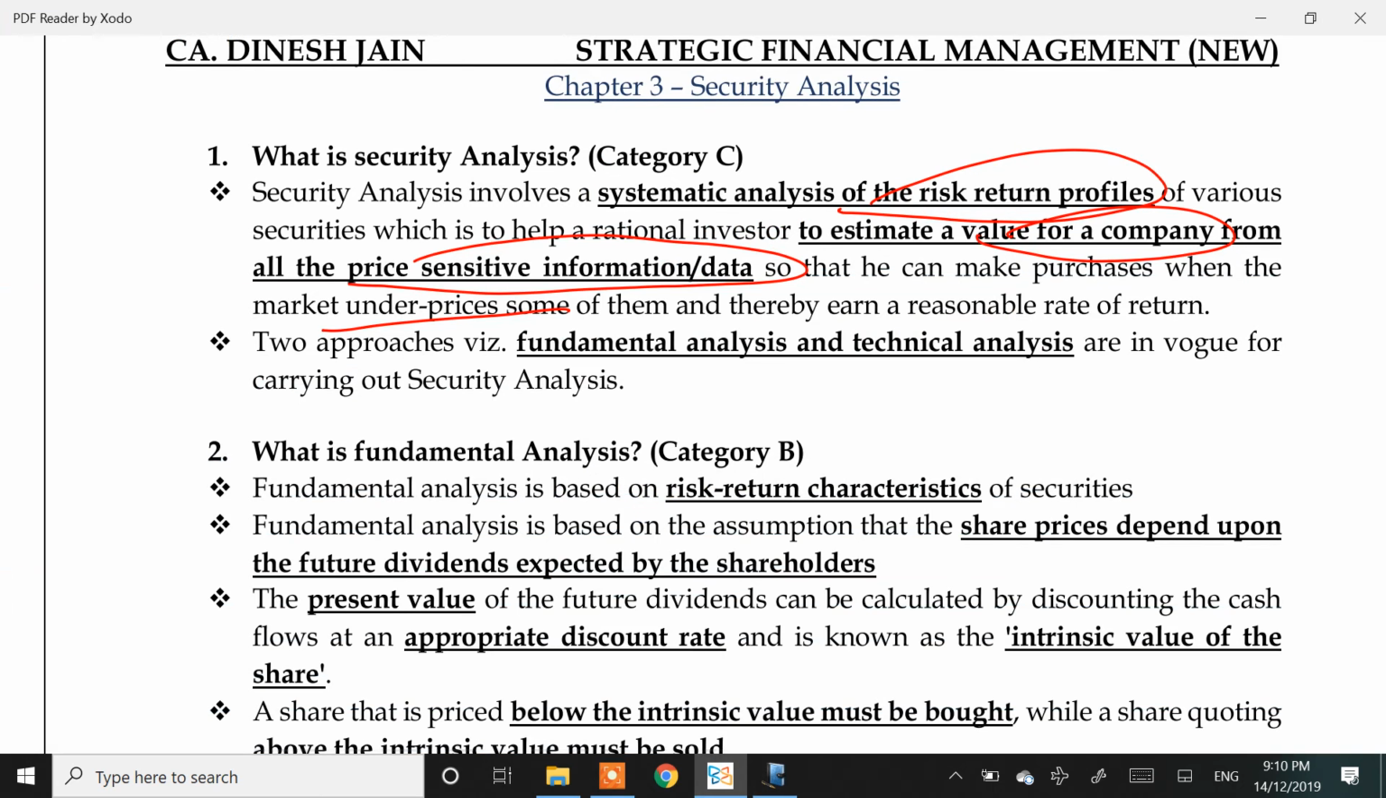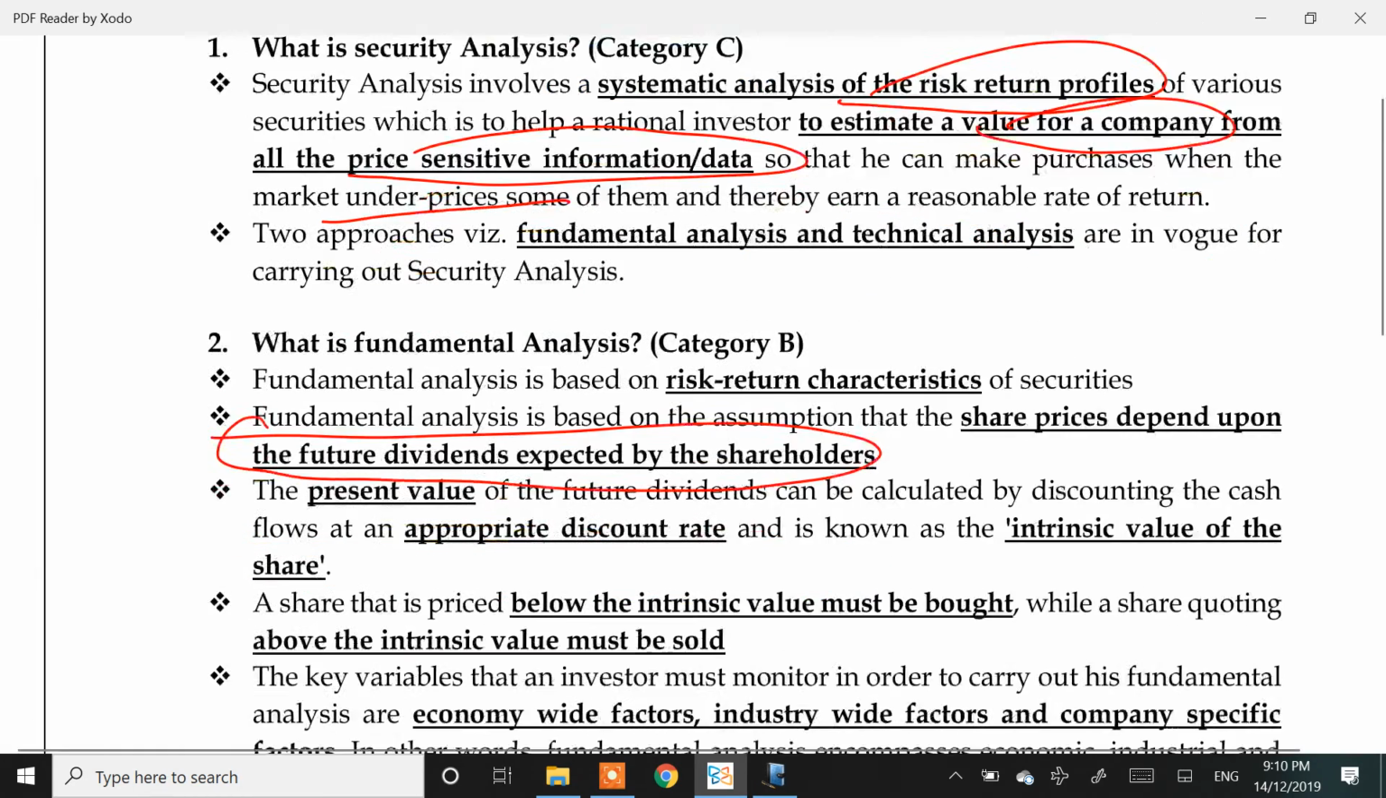Now, you would have learned this, or you're going to learn this in the next chapter, that the value of a share is basically the present value of future dividends expected by the shareholders, which gives you the intrinsic value of a share. Now this intrinsic value of the share depends on the future dividends or the future cash flows, and the future cash flows are indirectly dependent on the state of the economy, the state of the industry, and the state of the company which is being analyzed. So that is why fundamental analysis is also known as EIC analysis: economy, industry, and company analysis. The objective of fundamental analysis is to find out what should be the right price for a company, and you will try to find the intrinsic value, and this is what you are technically going to do.